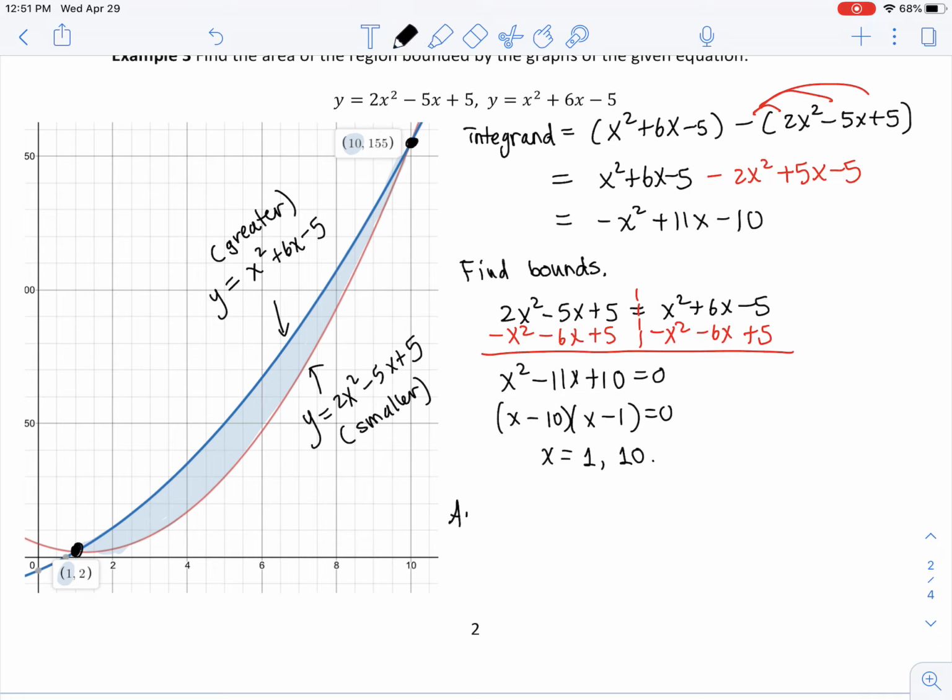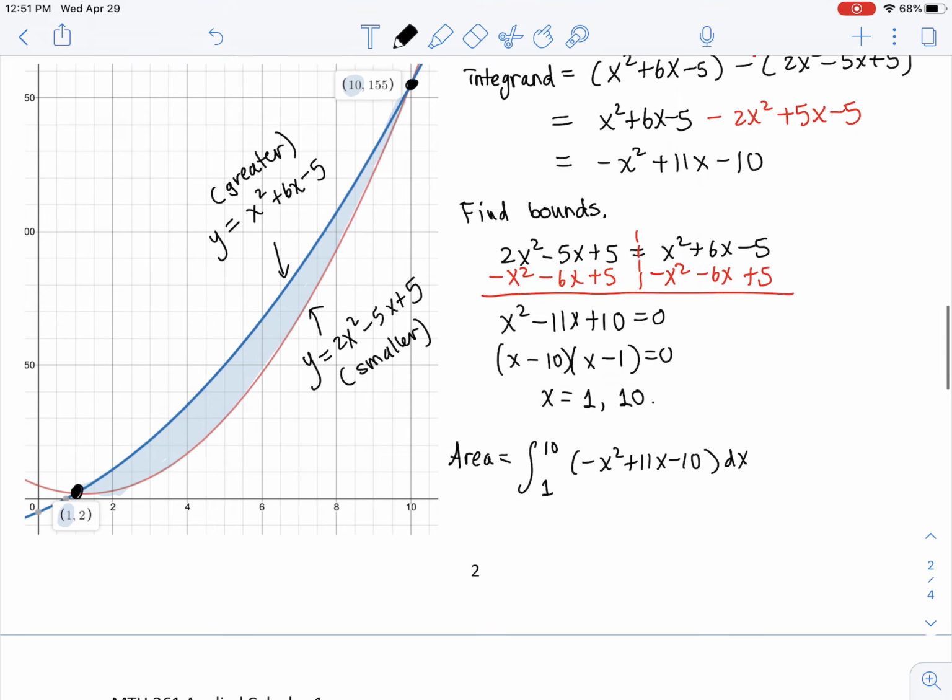And these are going to be our bounds. And that matched what they gave us on the picture, right? Awesome. So let's go ahead and find the area. Area equals integral from 1 to 10. What was our integrand? Negative x squared plus 11x minus 10 dx.